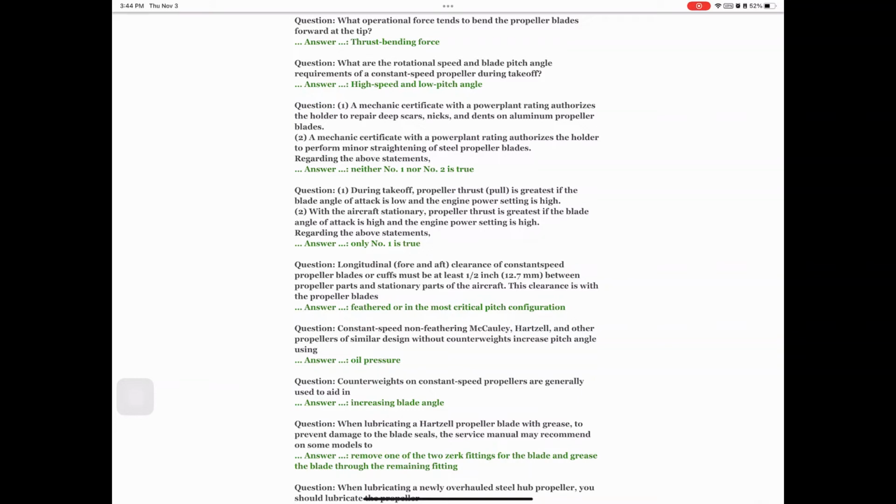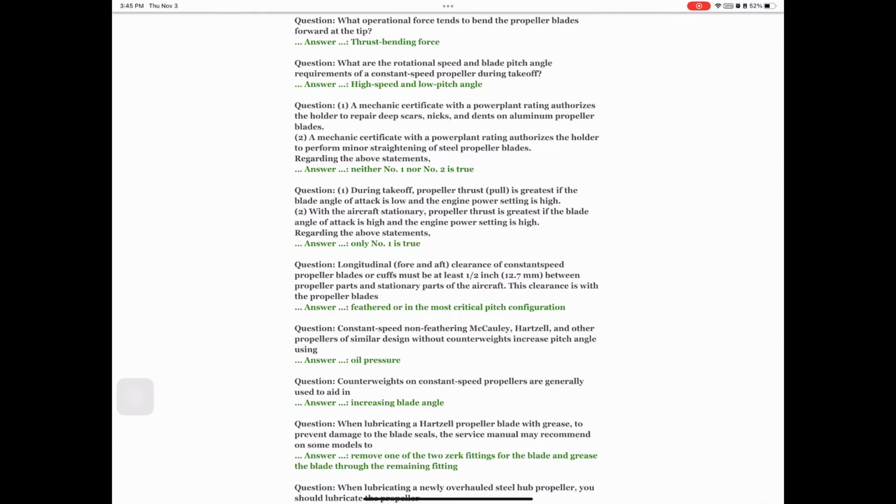Question: longitudinal, fore and aft clearance of constant speed propeller blades or cuffs must be at least 1/2 inch, 12.7 mm, between propeller parts and stationary parts of the aircraft. This clearance is with the propeller blades? Answer: feathered or in the most critical pitch configuration. Question: constant speed non-feathering Macaulay, Hartzell, and other propellers of similar design without counterweights increase pitch angle using? Answer: oil pressure.